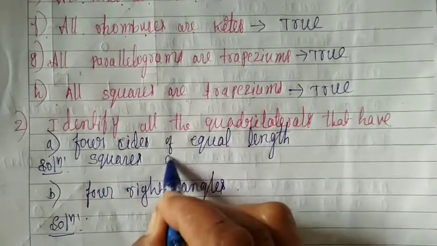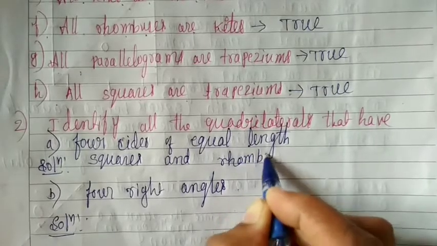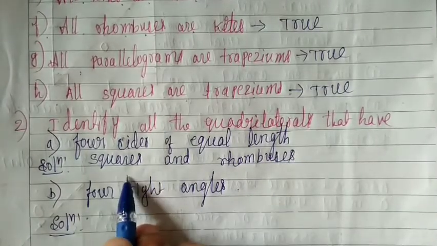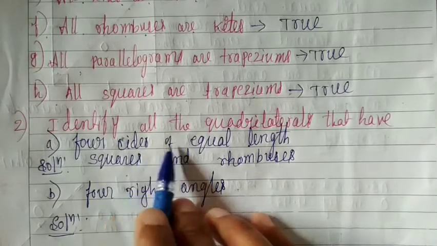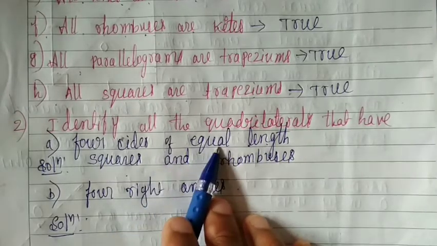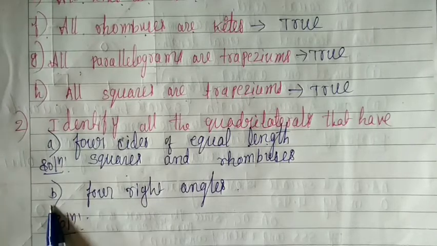Squares and rhombuses. Once again, I will tell you, squares and rhombuses have 4 sides of equal length. Now coming to the next, B.